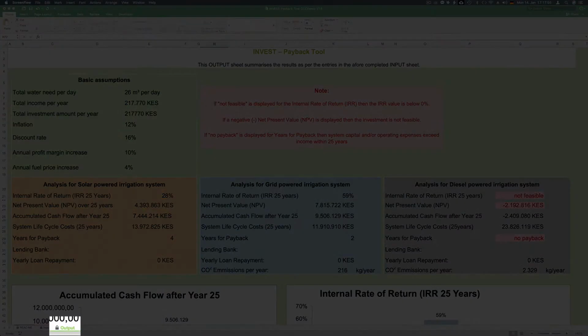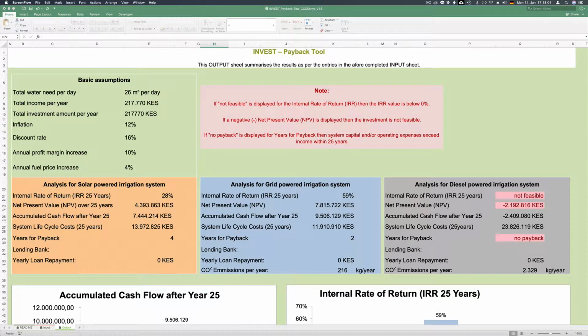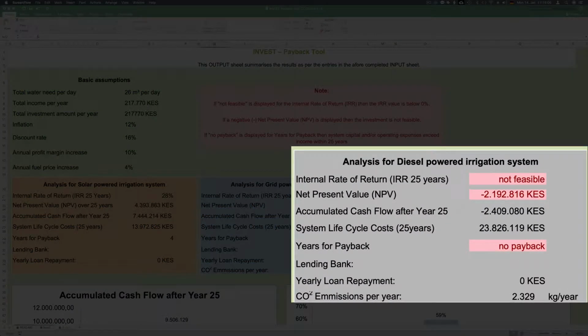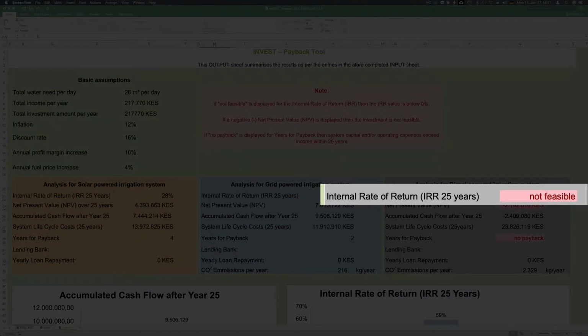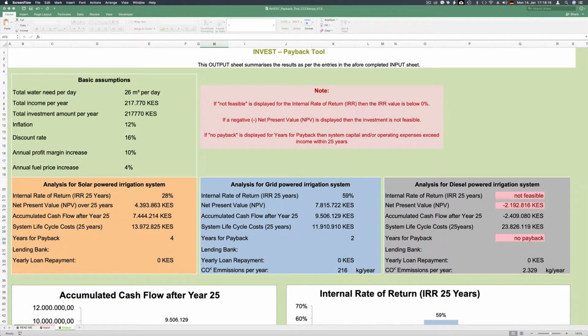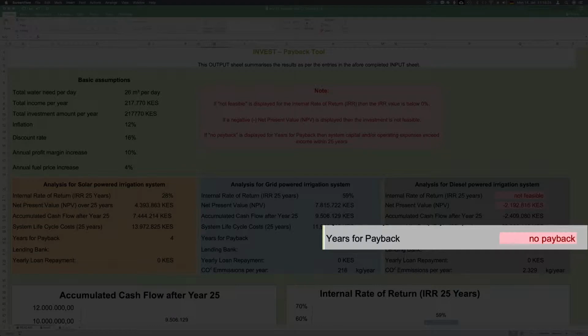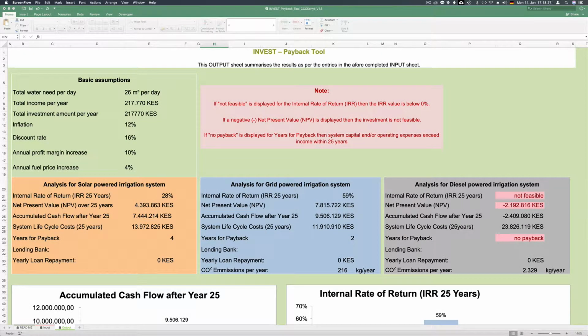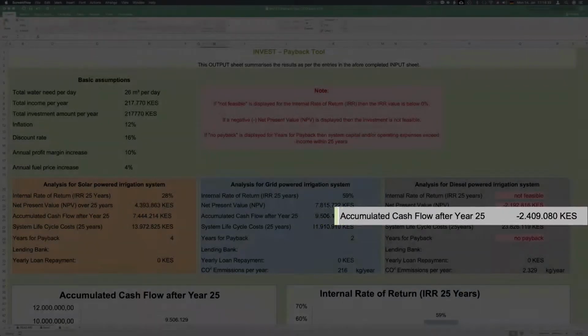We go to the output sheet to see the results. If we look at the analysis of three options, we see right away red figures for the diesel-powered irrigation system. The internal rate of return value is below 0%, which means this option is not feasible. The same result is given by the negative net present value and also by the years of payback. The system capital and the operating expenses exceed income within 25 years.